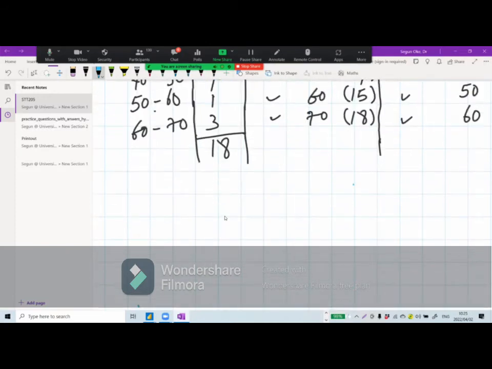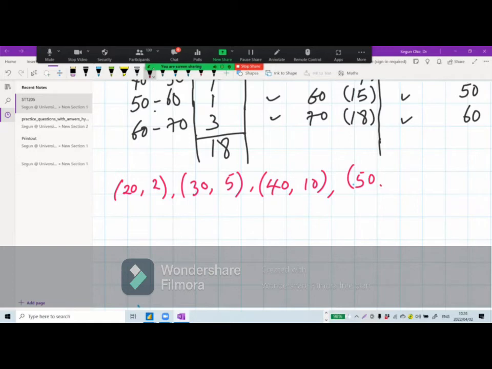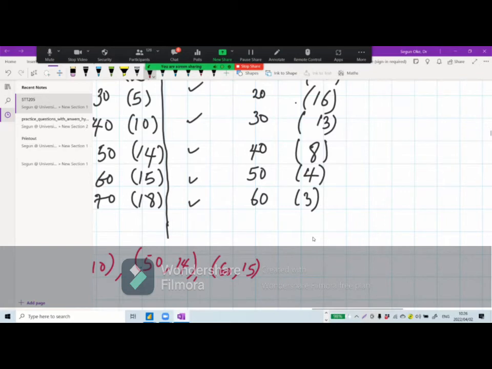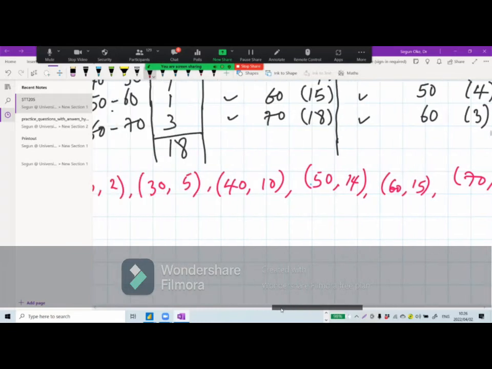I can try to write it out in this case. For the first one, the less than: 20, 2. Then 30, 5. Then 40, 10. 50, 14. Then 60, 15. Then 70, 18. So that is for less than.